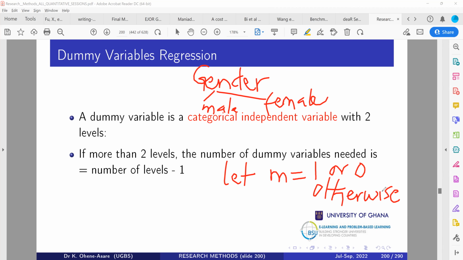Now, what does the otherwise mean? Otherwise means the thing that is not male, that is a 0. So the otherwise here is referring to female. So the female is a 0 and the male is a 1. Ladies and gentlemen, the level that is 0, that level is always called the reference category. So in this case, the reference category is female, because it has the otherwise.